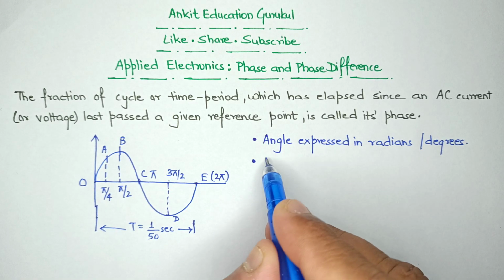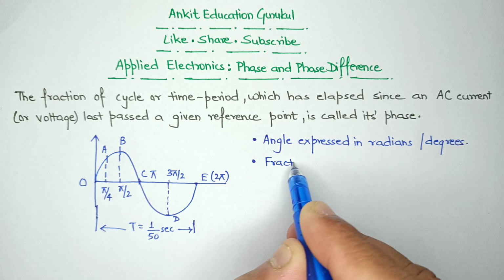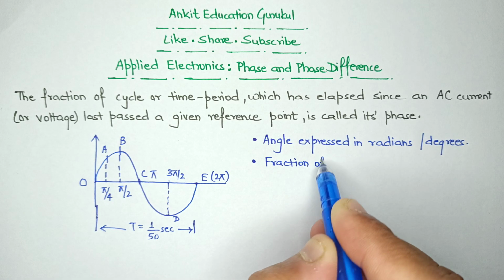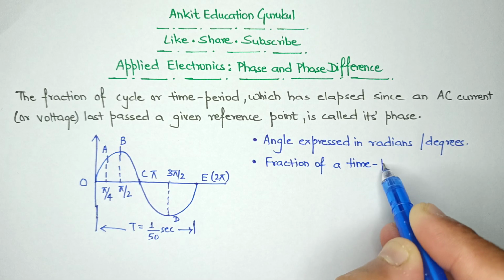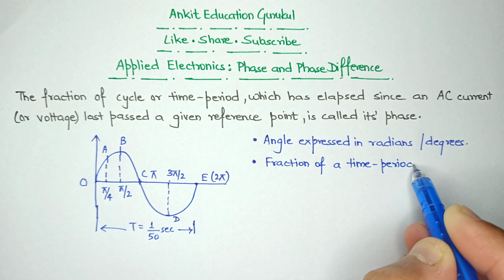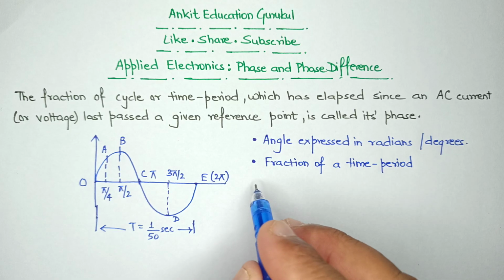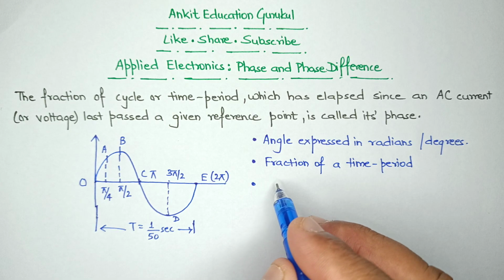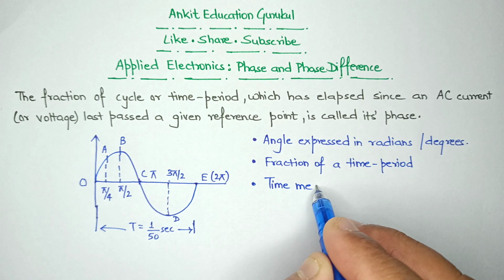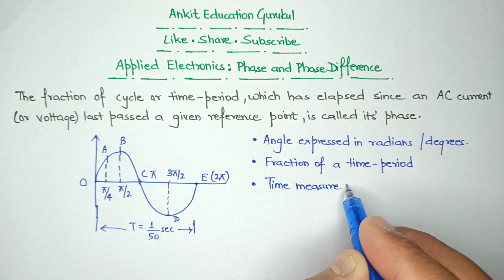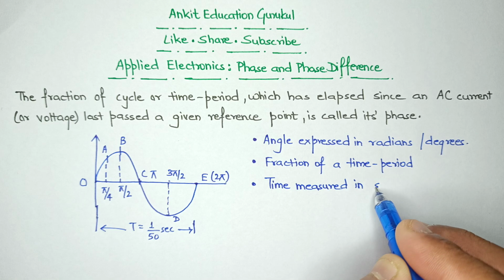The second method of representing a phase is the fraction of the time period. And the third one is the time measured in seconds, which is a very direct calculation.